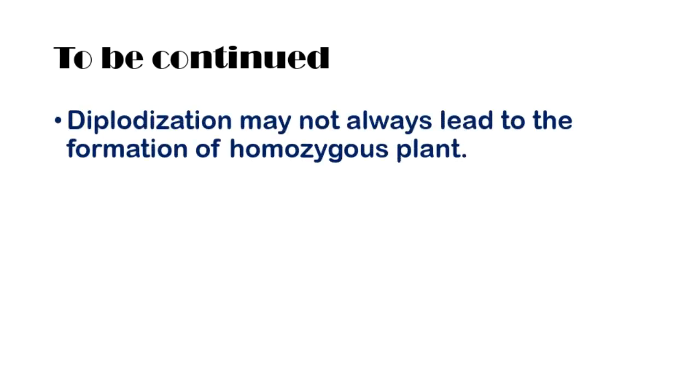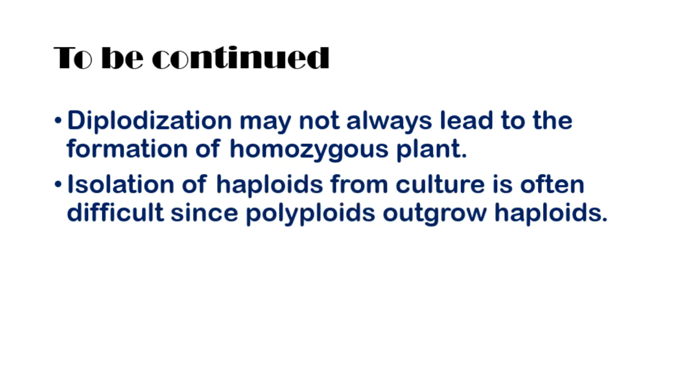Diploidization may not always lead to the formation of homozygous plants. Diploidization means double haploid plants are not always going to give you homozygous plants. There will be some heterozygous plants too. Isolation of haploids from culture is often difficult since polyploids outgrow haploids. Some plants outgrow because of becoming polyploid.